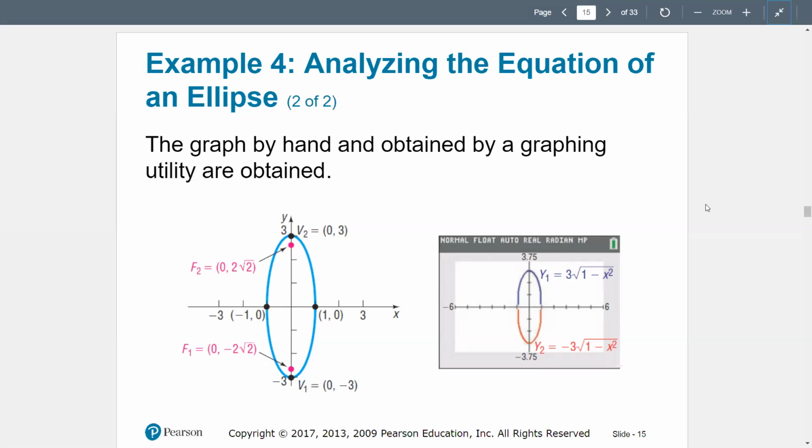Here you can see that they graphed by hand and also utilizing a graphing tool. I would prefer for your exams that you hand draw your diagrams. If you choose to use Desmos, I would prefer if you do a screenshot or a snippet or something so I can see what you're actually doing.